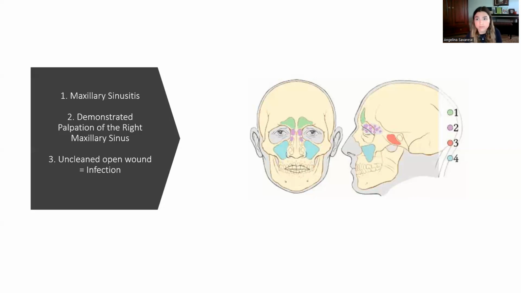To assess if he does have maxillary sinusitis, you would palpate the region, and I will demonstrate how it is done on myself. So you would take 2 fingers, the pointer finger and your middle finger, and you would find your zygomatic bone, which is right here, and then you'd go just underneath it and palpate the area, checking for swelling or tenderness.